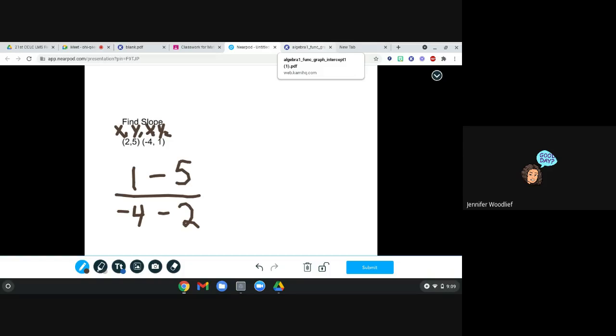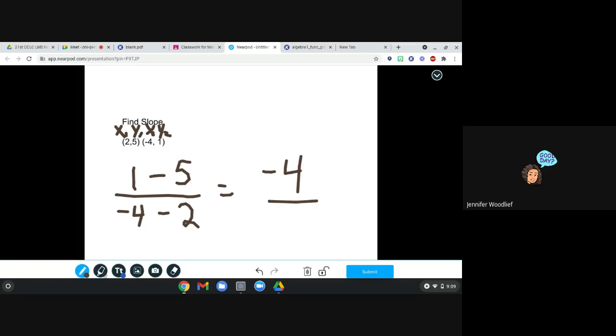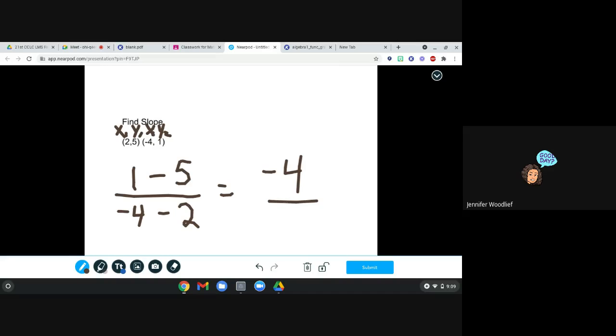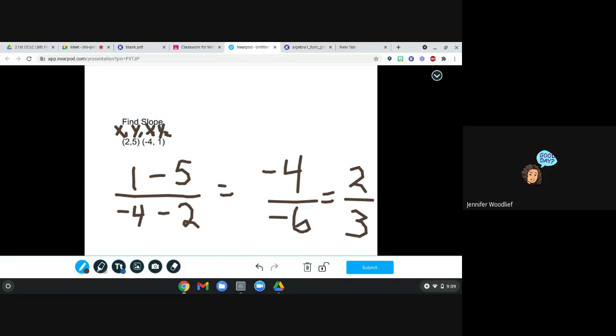Okay, so if I have $1 and I owe somebody $5, that tells you I'm in the hole $4. And if I already owe somebody $4 and I'm going to take $2 more, that now puts me in the hole for negative 6. We know a negative divided by a negative is positive. If I reduce 4 over 6, I should get a positive 2 over 3. We were about half on that, from what I saw work-wise. Anybody have a question on that one? That's just plugging in that formula.